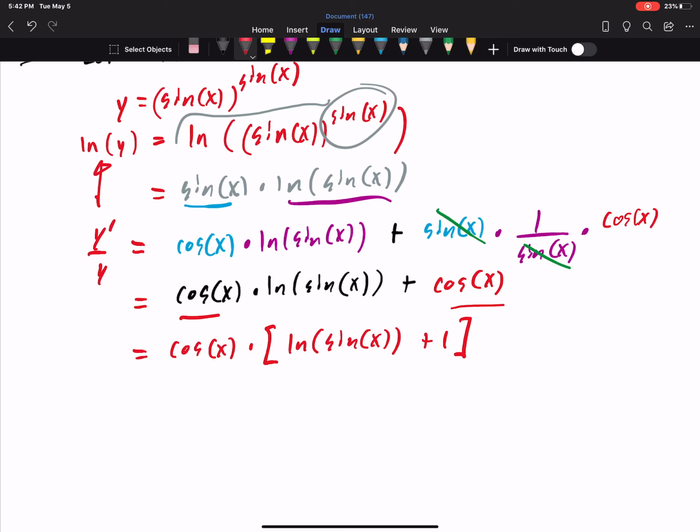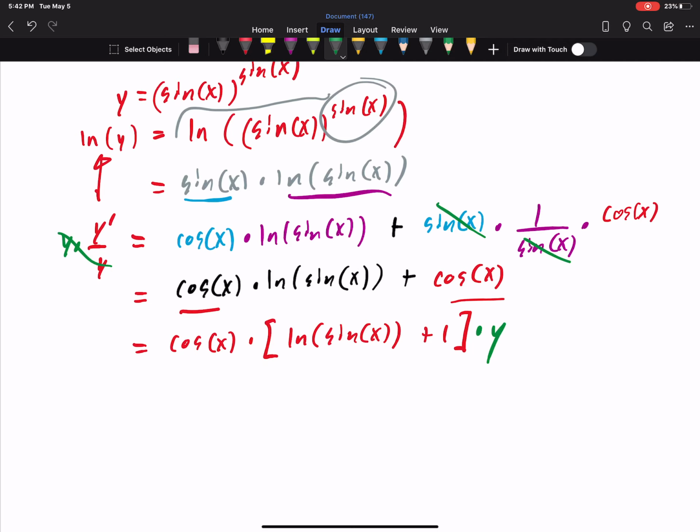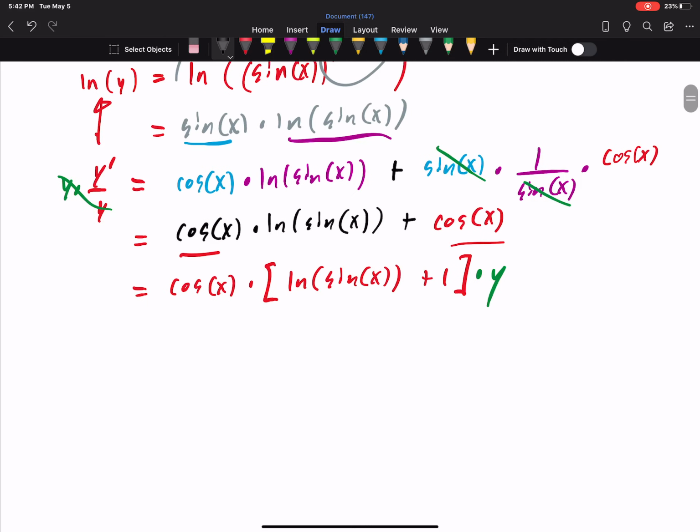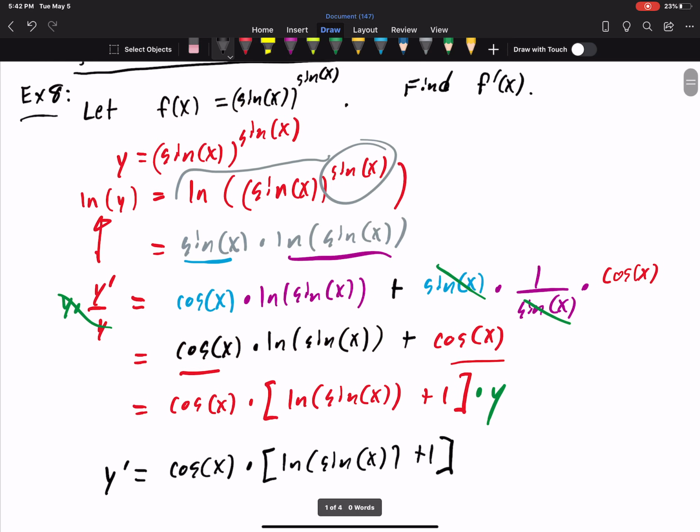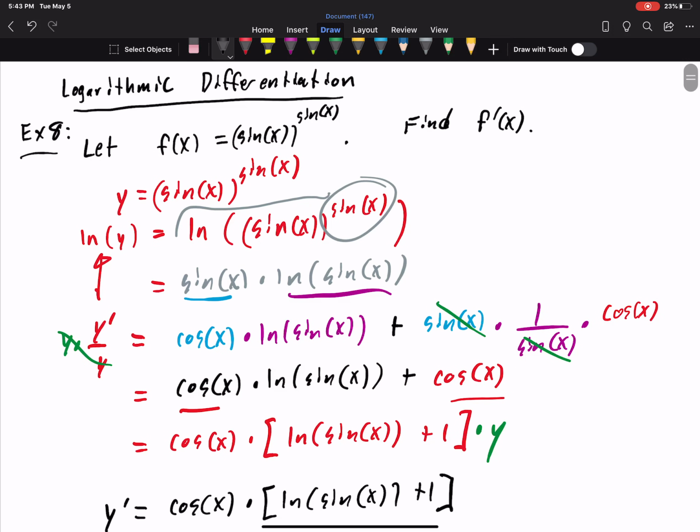Now what I'm going to do, I'm going to multiply both sides by y. So I can kill the y's on the right-hand side, on the left-hand side, put the y there. So that way I have y prime is equal to cosine of x times natural log of sine of x plus 1 times y. But y, like what we were given at the very beginning of the problem, is equal to sine of x to the sine of x power.